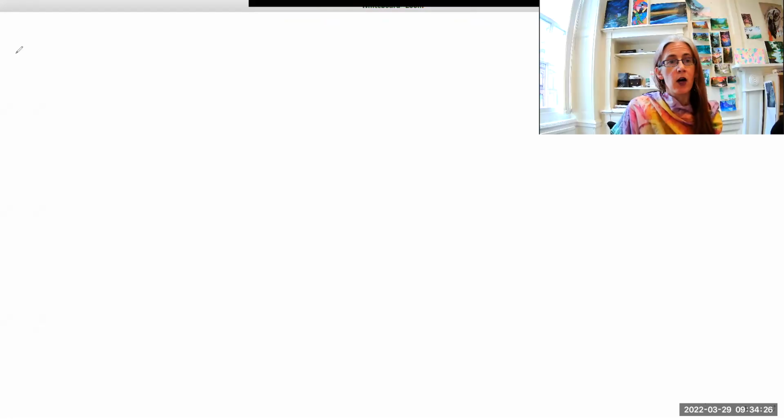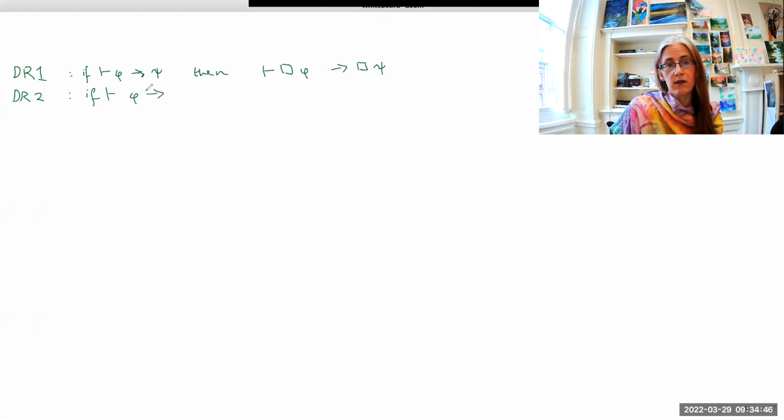So while I'm bringing up the whiteboard, just remember the derived rules that we already have. We've got derived rule 1, which says, if you can prove some conditional phi implies psi, then you can stick a box on the front of both the antecedent and the consequent. And then we had derived rule 2, which is the same, except if you have a biconditional.